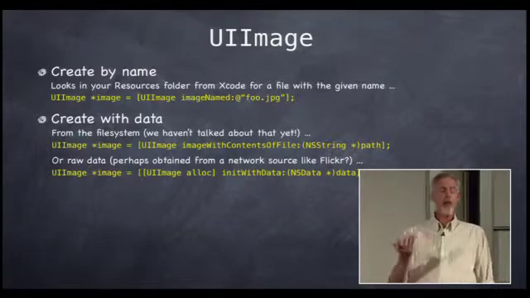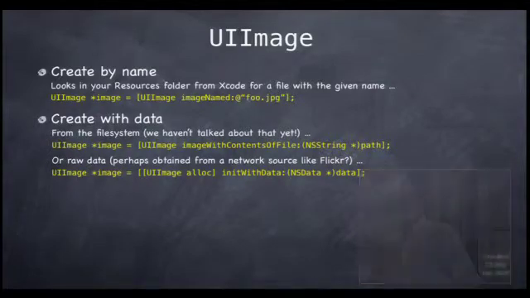Now, where might you get that data? Well, it might be in a file in the file system. And in fact, there's a special UIImage class method called imageWithContentsOfFile. You can just give it the file name and it'll go open the file up, look at the data in there and do it. Or you can actually get the raw data off of the network, like from Flickr, which you're going to do for next week's assignment.